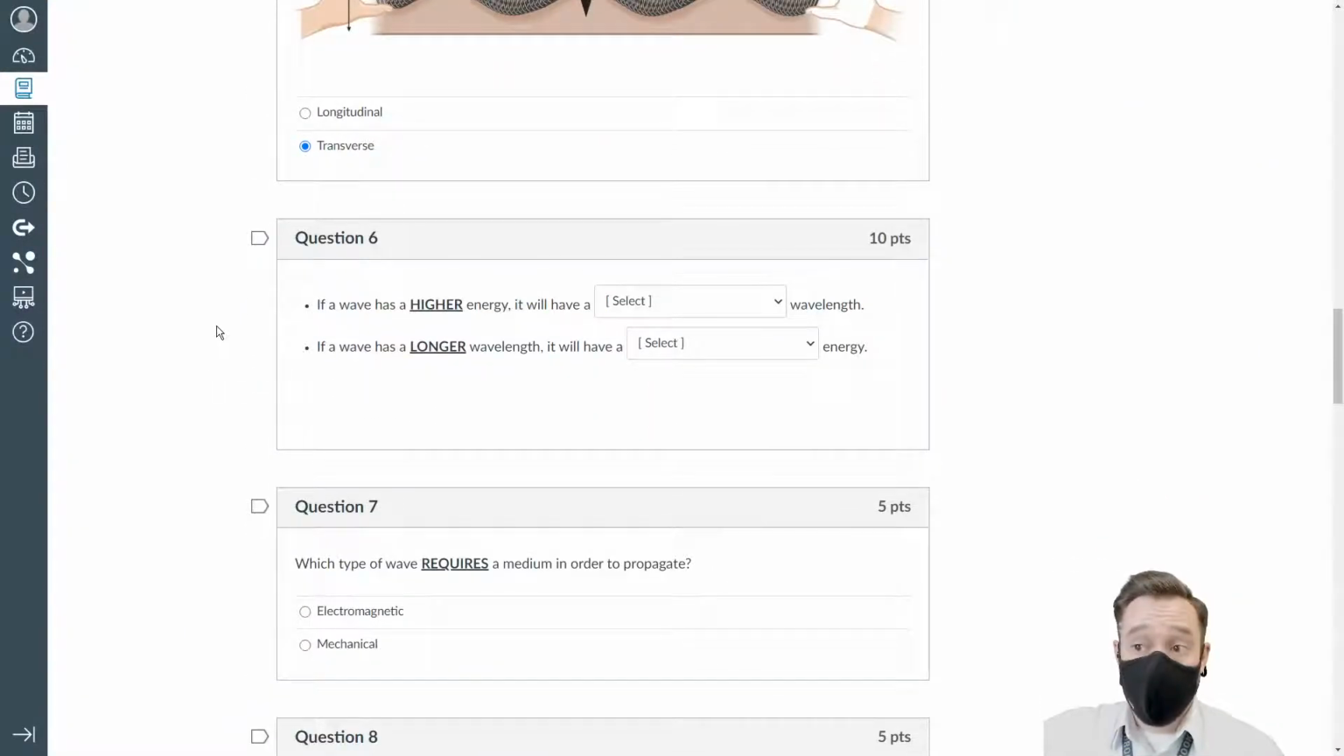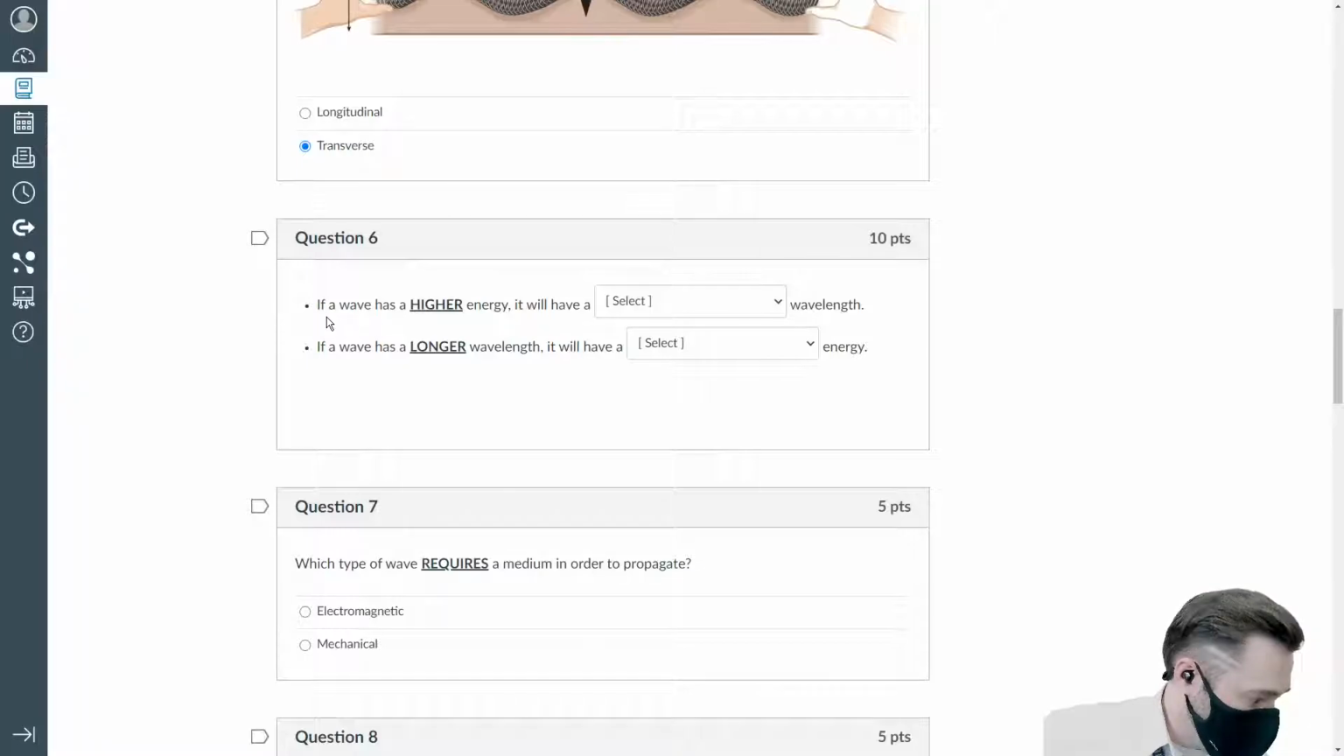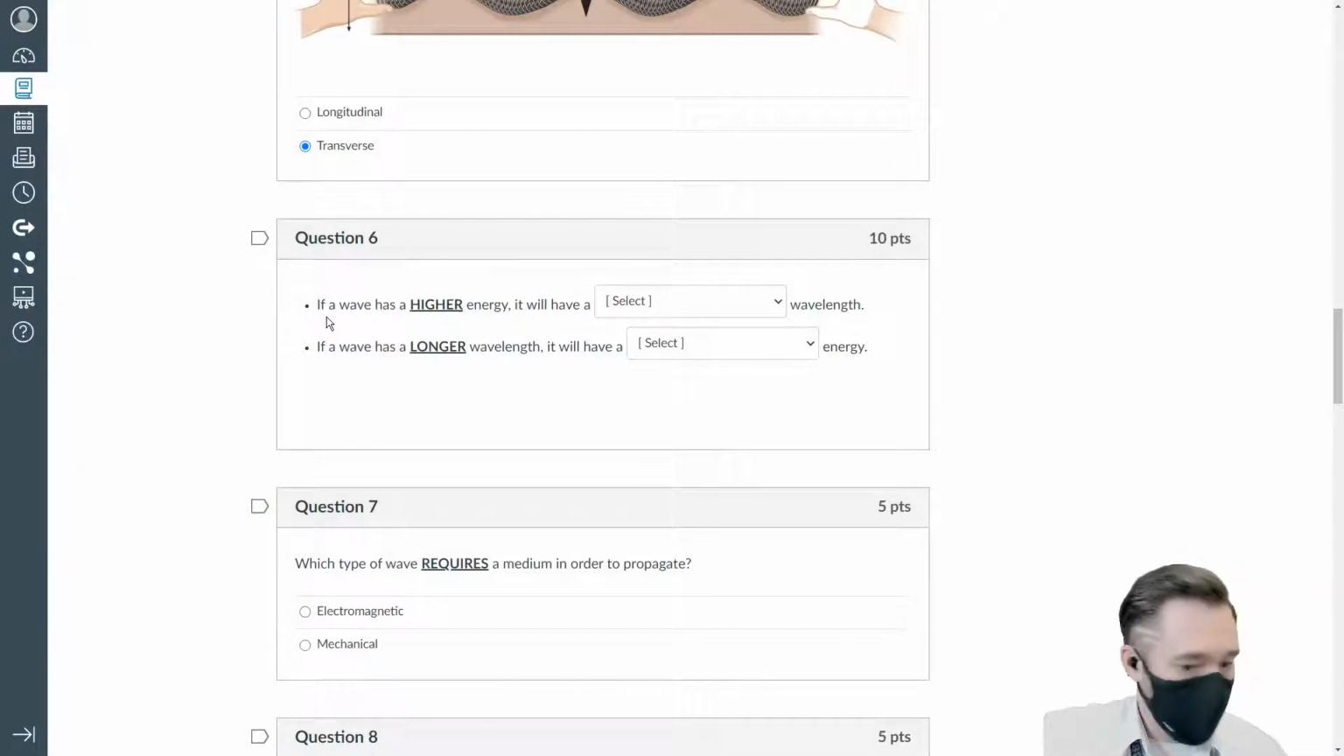Now, this is referring to the electromagnetic spectrum. I thought I had that pulled up, but apparently not. Let me pull it up over here. Bear with me. I forgot I had it saved on my other computer.